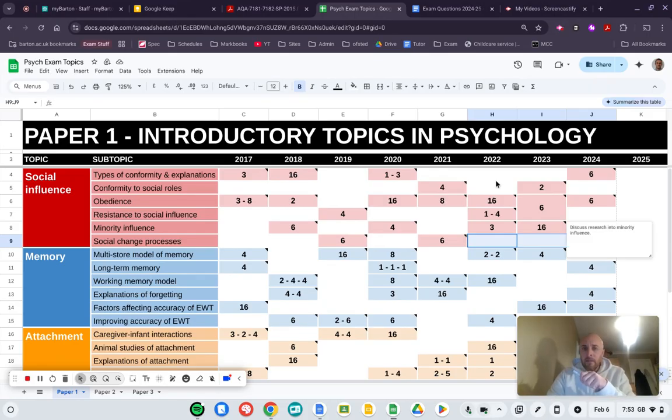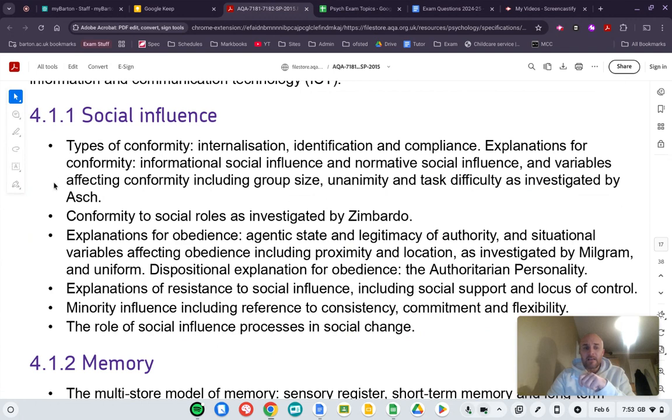Now, as I said, there are 3 studies here, and you need to know every single thing about them. Theoretically, you could be asked a 16 marker on them, in which case you would need to know everything about the procedure, the results, the conclusions, and then 3 to 5 decent PEELs for an AO3, depending on what type of question you get. So Asch, Zimbardo, and Milgram.